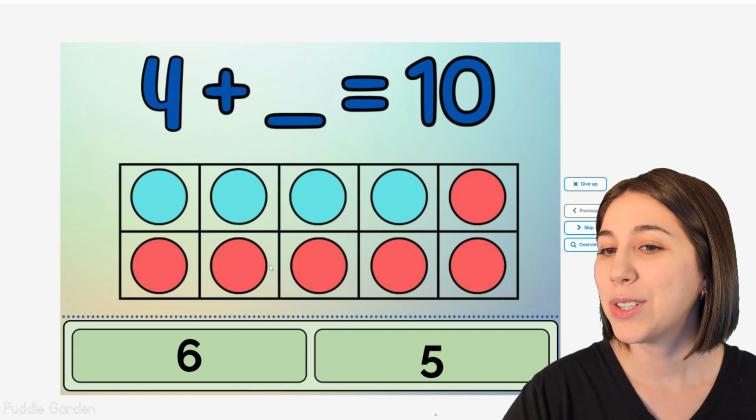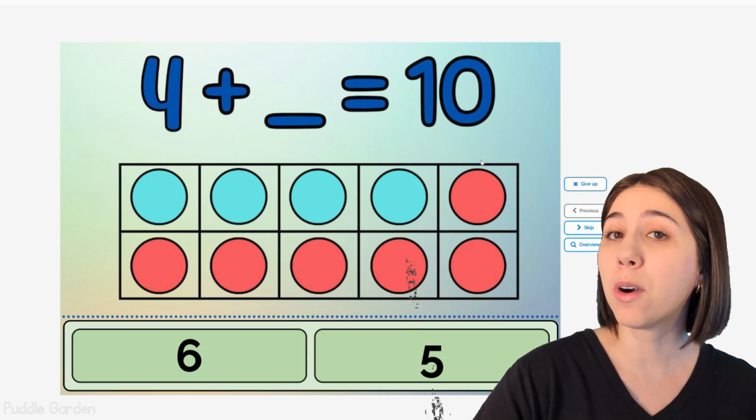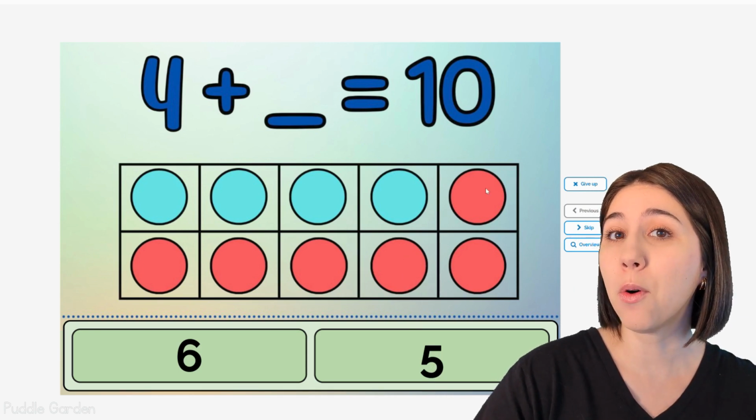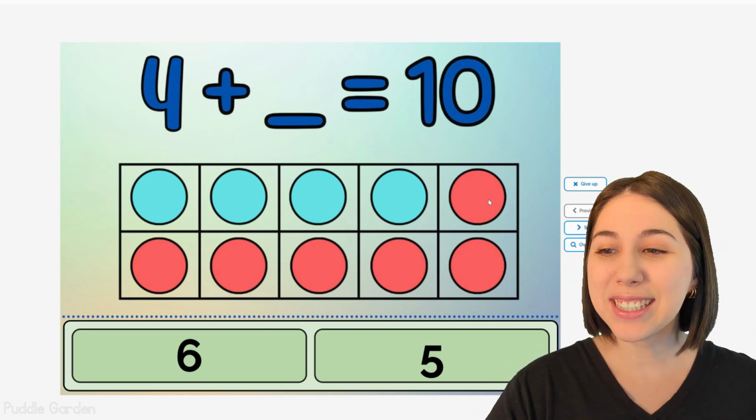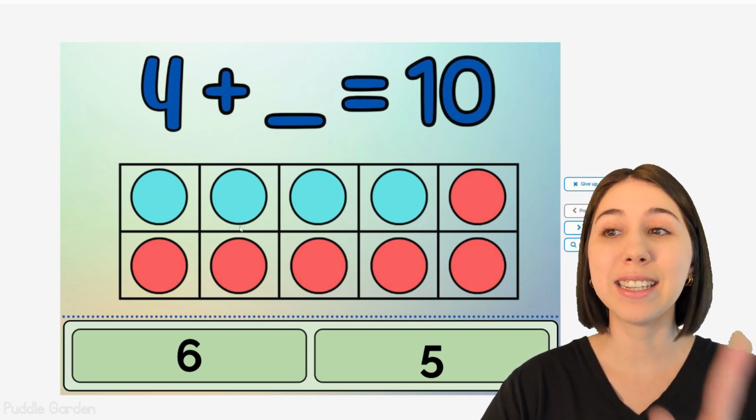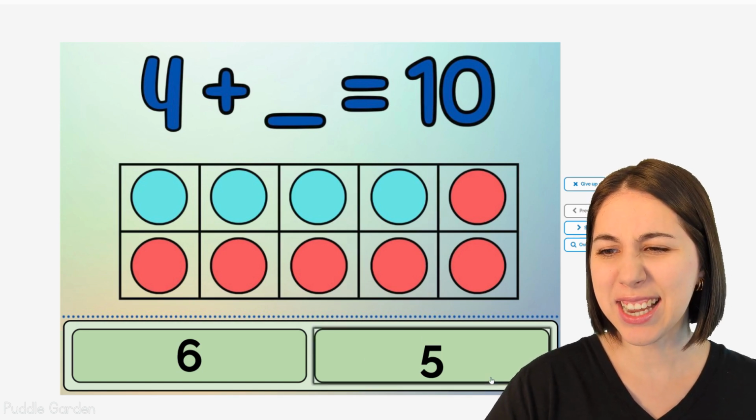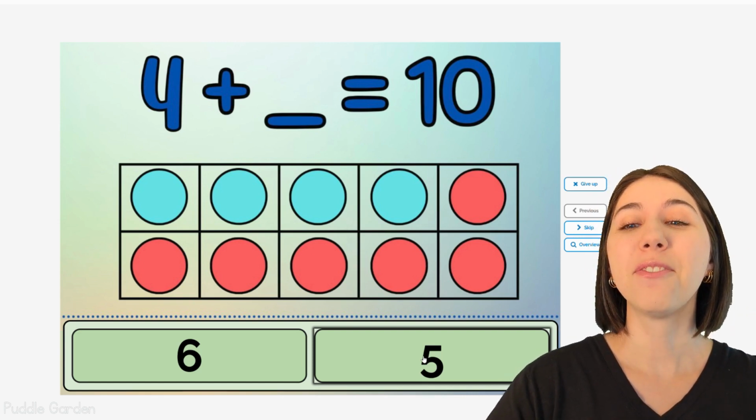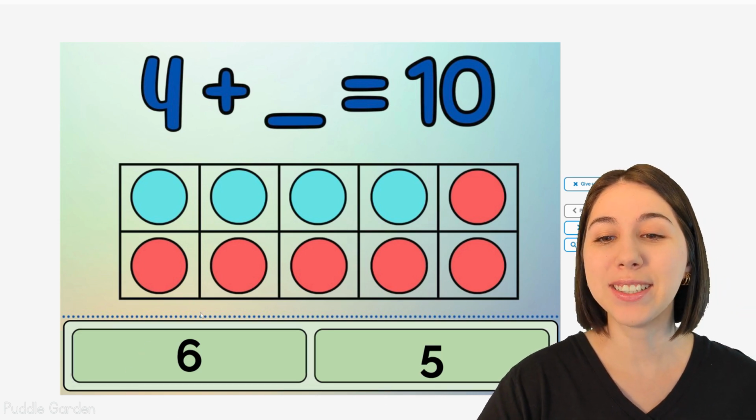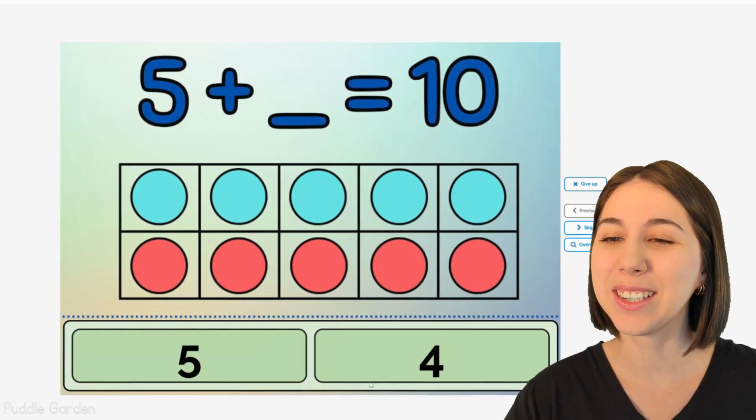1, 2, 3, 4, and 5. So it's still 5 on the bottom. So if we have 1 more up top, 5, and we add 1 more, that equals what number? Yes, that equals 6. Nice job. So 4 plus 6 equals 10. Is this our 6? No, that's our number 5. Our 6 is over here. Let's check it. And we got it correct.